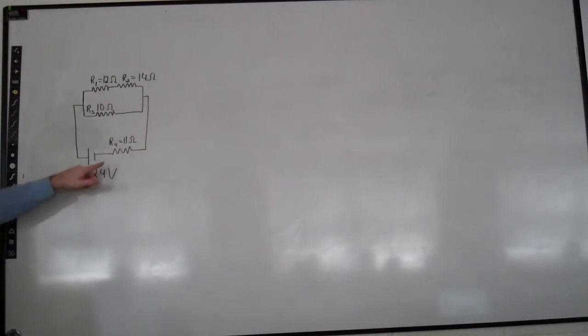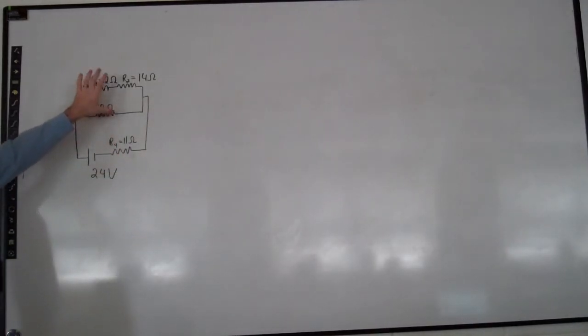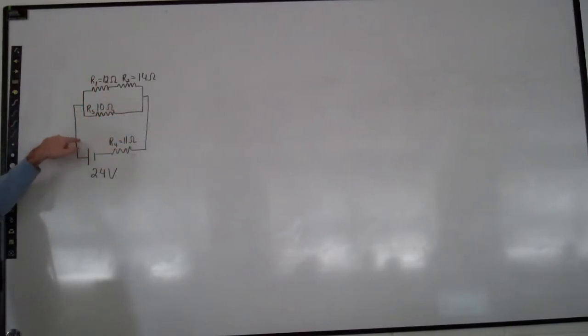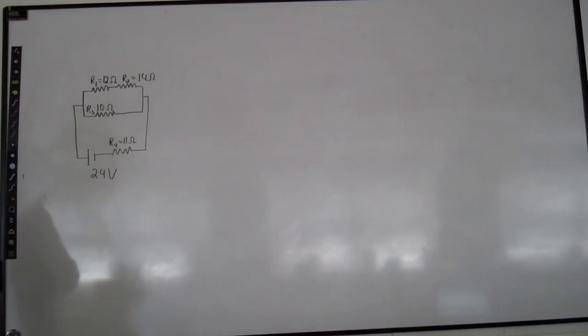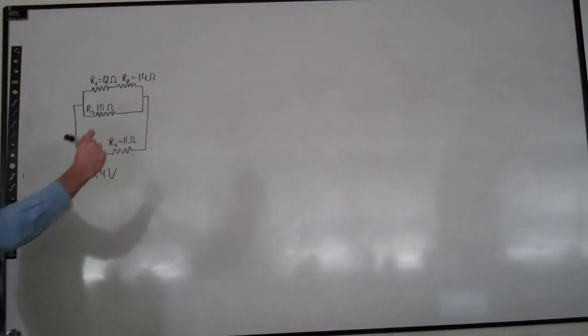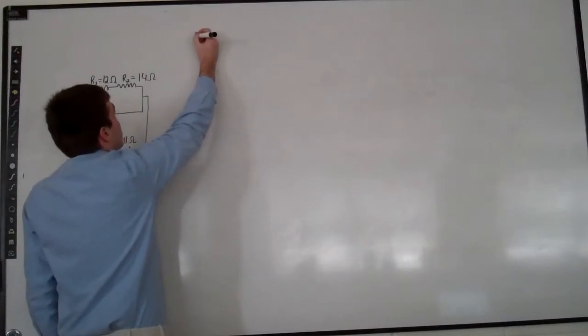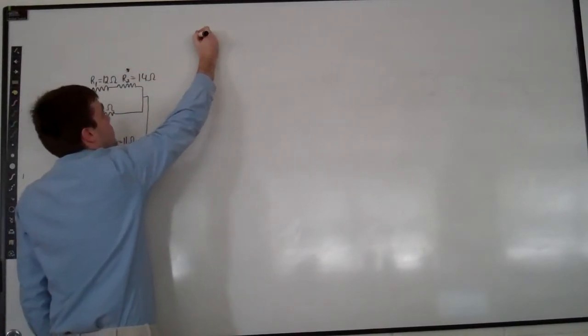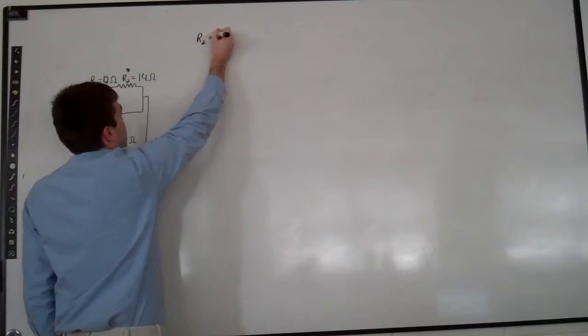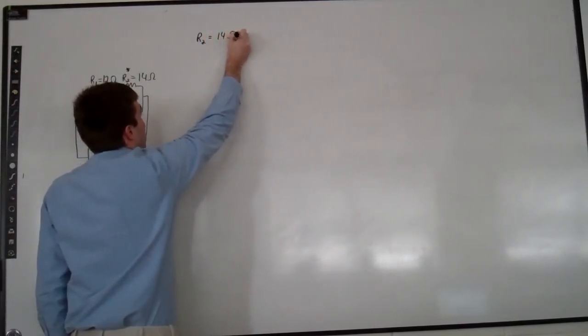So first thing, is this in series or parallel with these two? This whole thing up here. Series, because it has to go through that one. It has to go through both of those in some way, shape, or form. So they're in series. Does that make sense, everybody? Okay. So we're looking for it in R2. I'm going to start with that one again. So R2 equals 14 ohms.